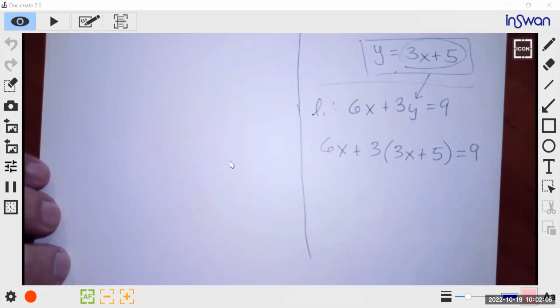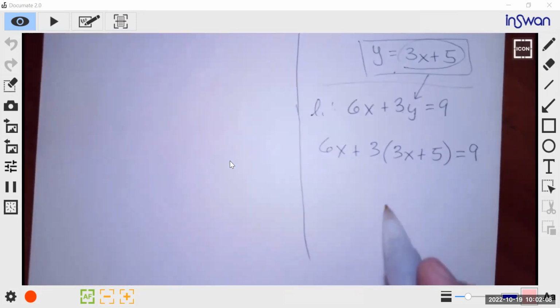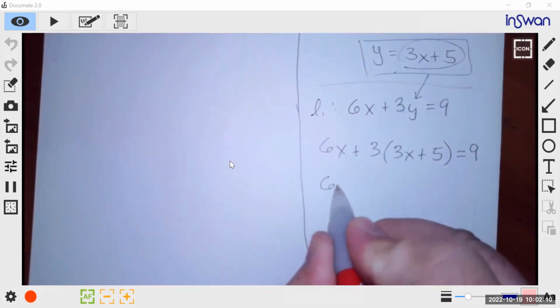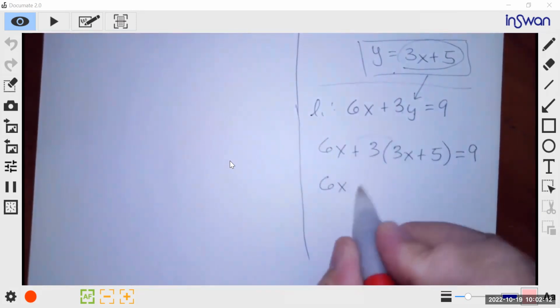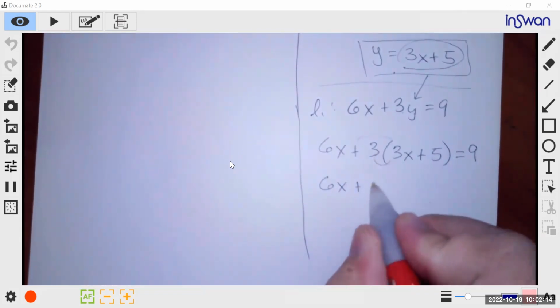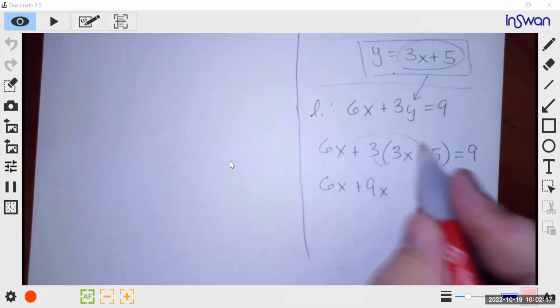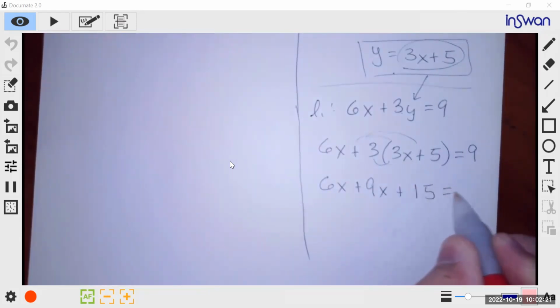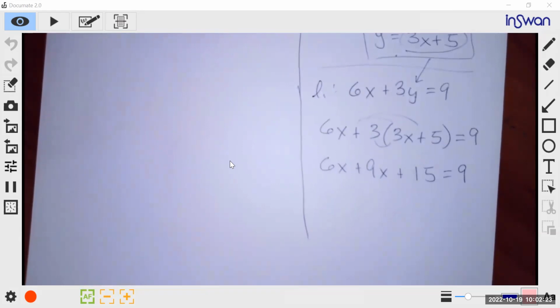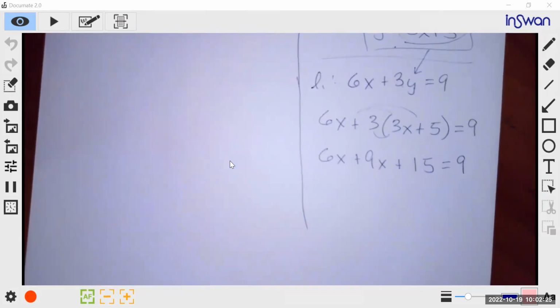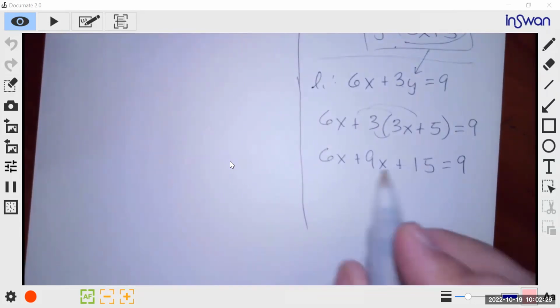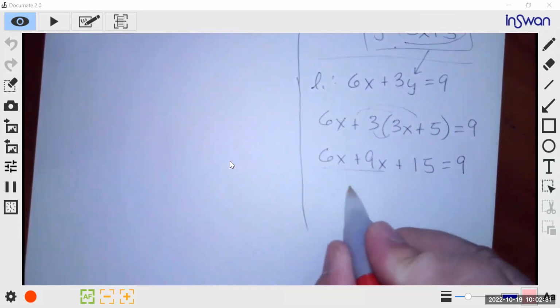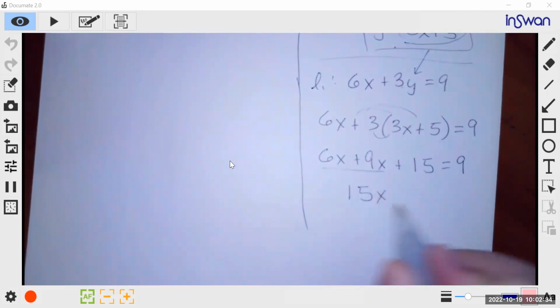Solve for x now. Let's get rid of the parentheses. Positive times positive is positive. 3 times 3 is 9x. Positive and positive, 3 times 5 is 15, equals 9. Whenever you get rid of parentheses, always combine like terms next. 6x plus 9x is 15x.